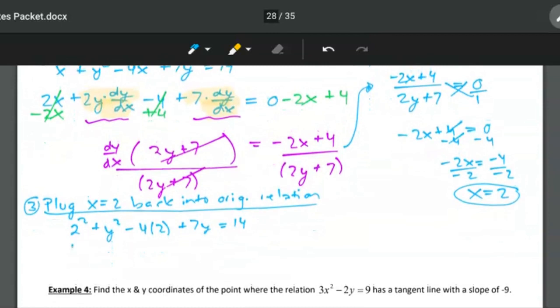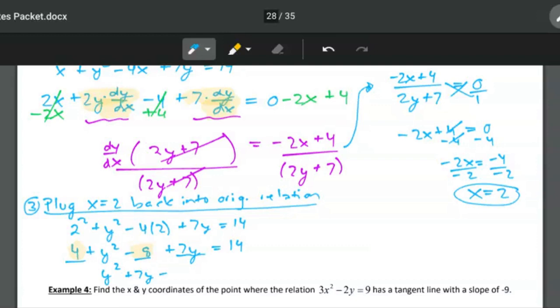So 2 squared is 4, so we get 4 plus y squared minus 8 plus 7y equals 14. We do have some like terms here. We've got 4 and negative 8. So I'm going to bring down this y squared. Next, I'm going to bring down this plus 7y. And then I'm going to combine my like terms. 4 minus 8 is a negative 4 equals 14.